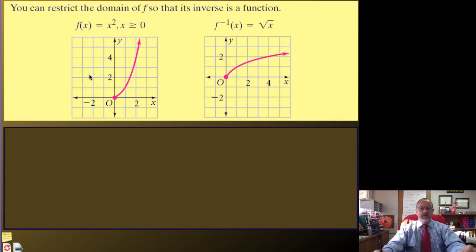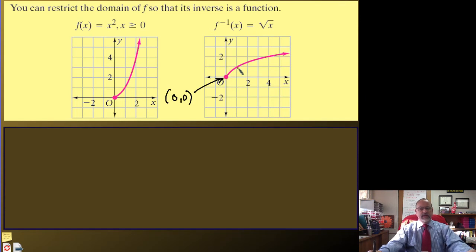Now, there's two key points I want you to notice on here. These 2 points are the ones that you're going to shift. This point 0, 0 is always on the graph of a square root function. So you're always going to graph 0, 0, and that's the point we're going to use as a reference to move right or left, up or down, or reflect it.